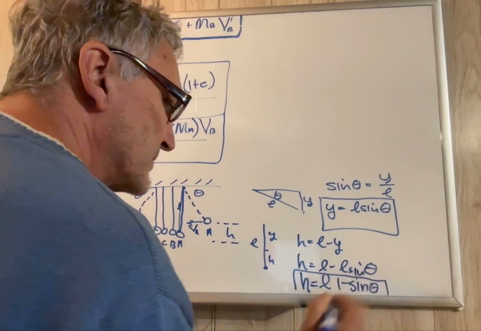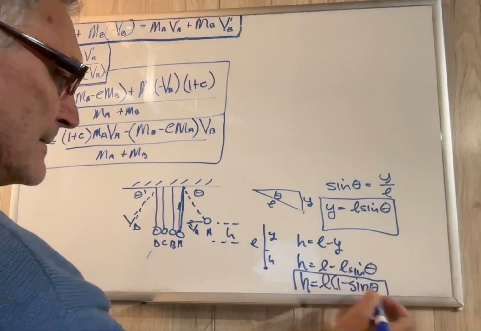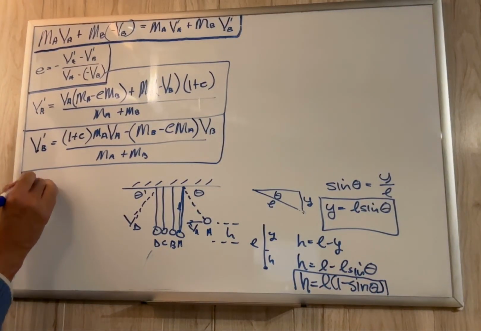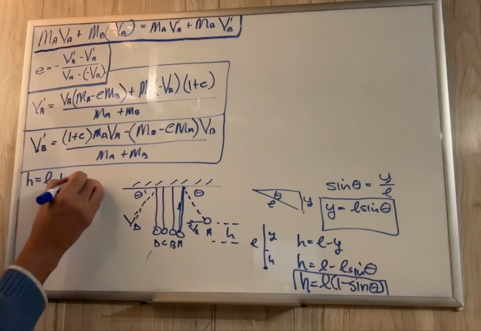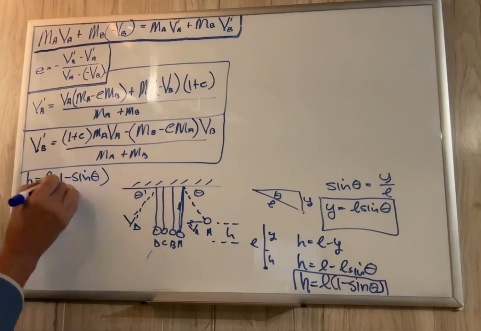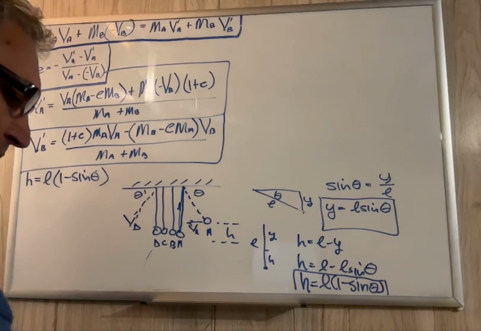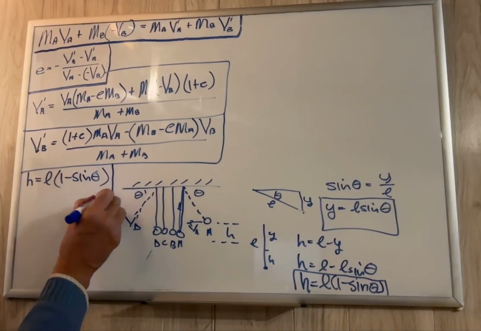We found out what h is, how h is related to L and how it's related to sine. So we know the height is L times (1 minus sine theta). All right, so we know h. What else can we figure out? Can we figure out the velocity? Sure, why not? Let's look at the velocity.